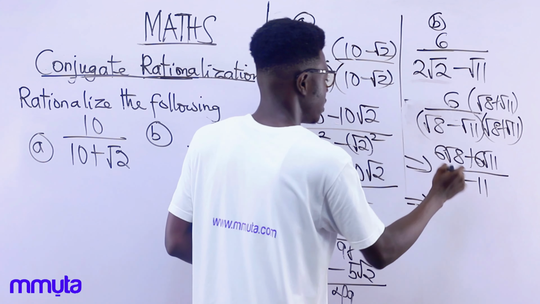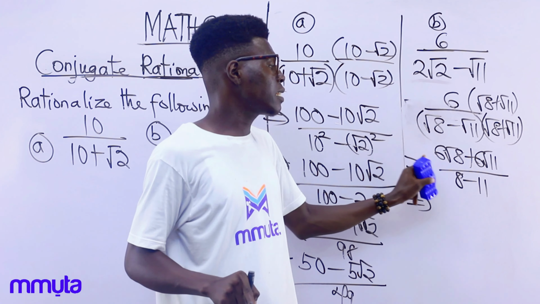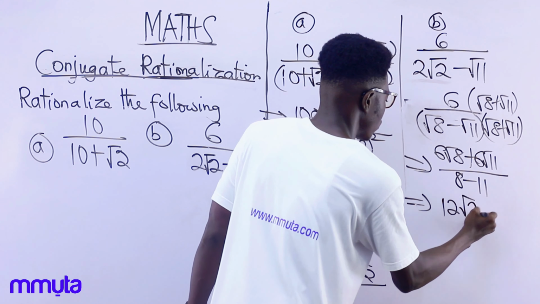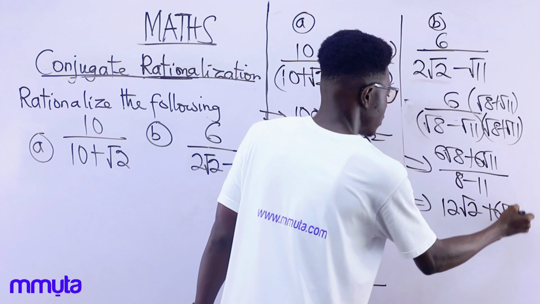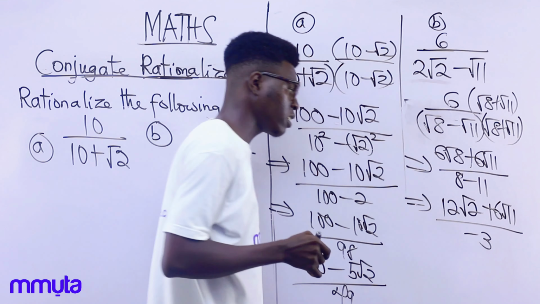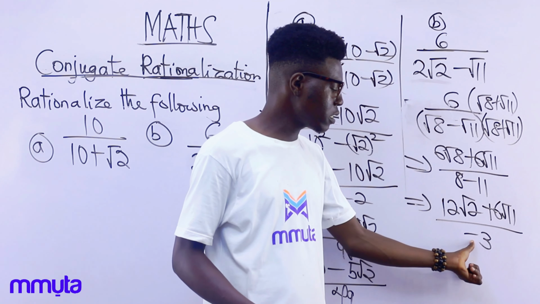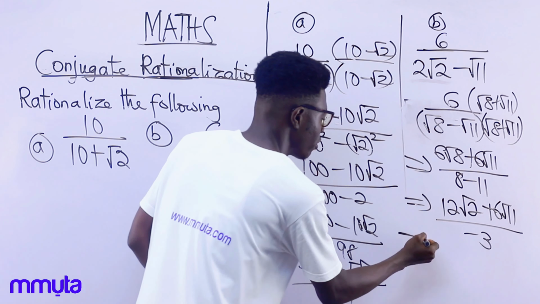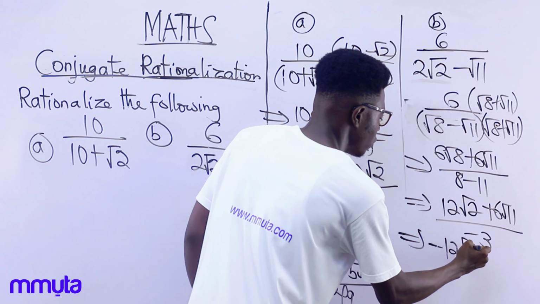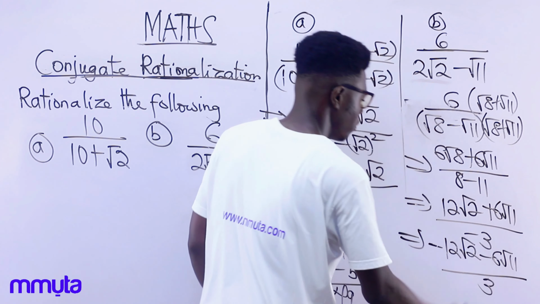So we now have 6 root 8, and if you break root 8 down, you get 2 root 2. Then 6 times 2 root 2 will give us 12 root 2. So this is 12 root 2 plus 6 root 11 all over 8 minus 11, which is minus 3. But it is not proper to have a negative number at the denominator, so you bring it up. So we have minus 12 root 2 minus 6 root 11 all over 3.